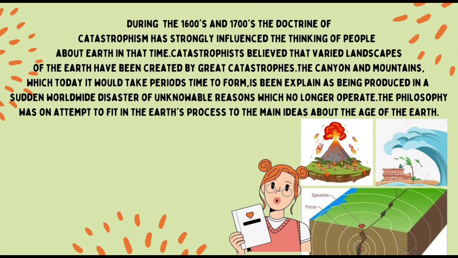During the 1600s and 1700s, the doctrine of catastrophism strongly influenced the thinking of people about Earth at that time. Catastrophists believed that the varied landscape of the Earth, the canyons and mountains, had been created by great catastrophes, which today would take various amounts of time to form. They were explained as being produced in a sudden worldwide disaster of unknowable reason which no longer operates. The philosophy was an attempt to fit the Earth's processes to the main ideas about the age of Earth.